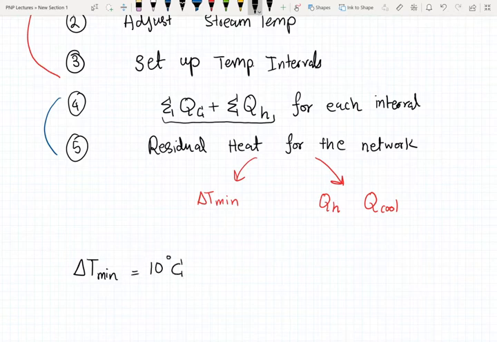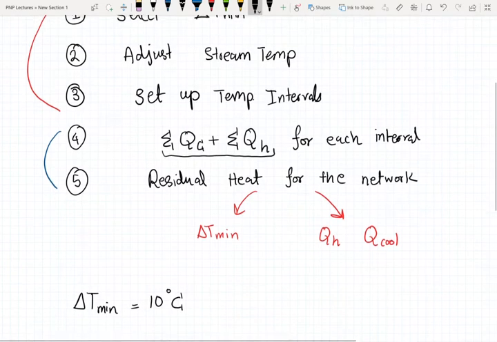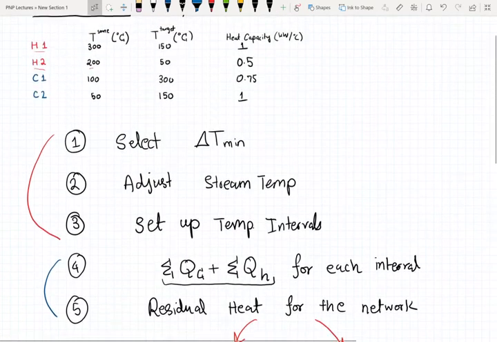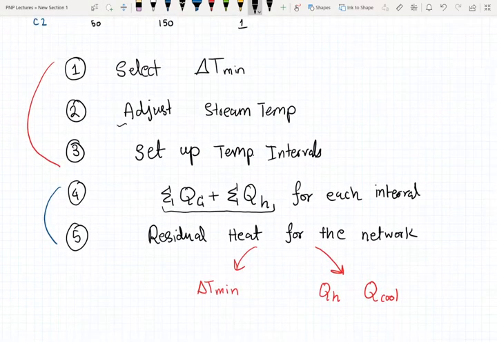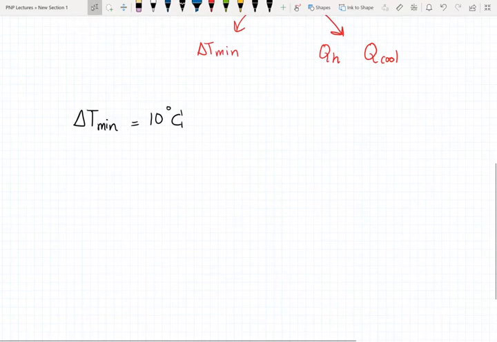Once again, the minimum approach temperature can be anywhere between 5 and 25 degrees Celsius. 10 is usually a good initial guess. Now our next step is adjusting stream temperatures. So let me go over what we mean by that.